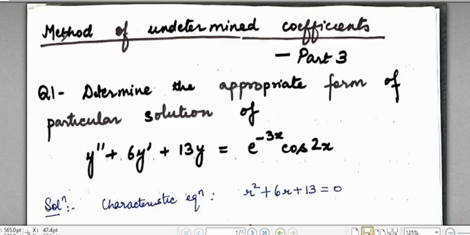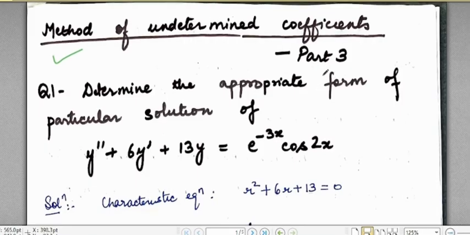In today's video, we conclude the method of undetermined coefficients. This is part 3 of this method. We have already learned this method in the previous two videos, and this is just a miscellaneous set of problems based on this method. So let's quickly go through these problems one by one.